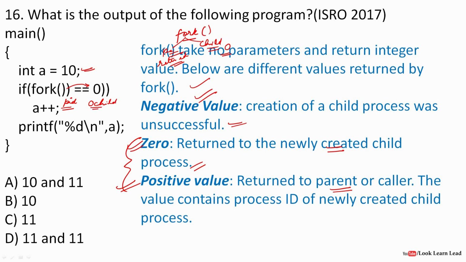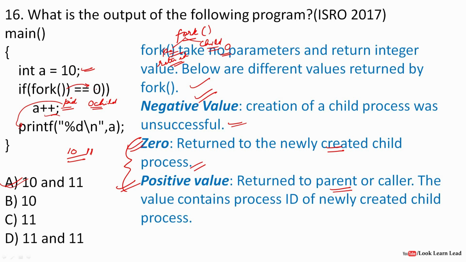So the child process will execute a++ and will print 11. For the child process, it will execute this and then print this. For the parent, it would directly print this. So first the parent would print 10. After that, the child process will print 11. So the answer would be 10 and 11.